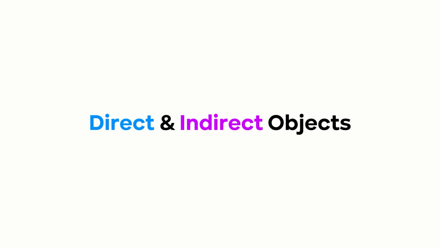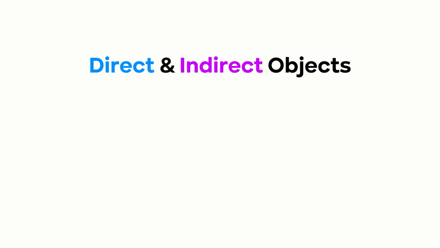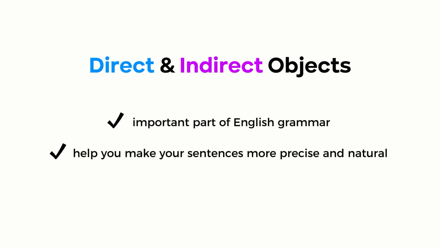Today, we're going to learn about direct and indirect objects. They are an important part of English grammar that will help you make your sentences more precise and natural. Let's dive into it step by step.